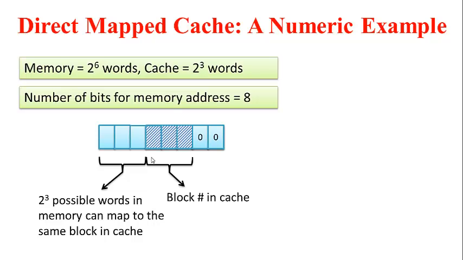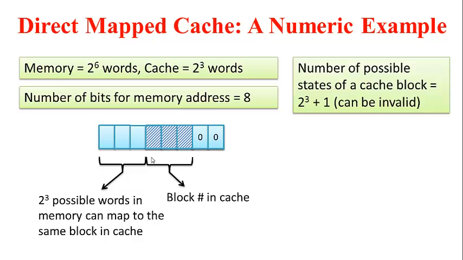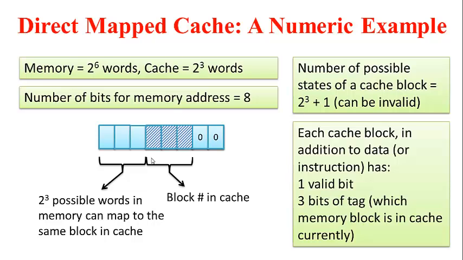Given this, what do you think is going to be the number of possible states of a cache block? The number of states is going to be 2 power 3 plus 1. This is because a cache block can have one of 8 possible words from memory, or it can be invalid. Typically, the first time a program starts executing, all the cache locations will be invalid because the entire program is only in main memory and no cache location has anything to begin with. At any point, the cache system needs to know in which of the possible 2 power 3 plus 1 states it is in.